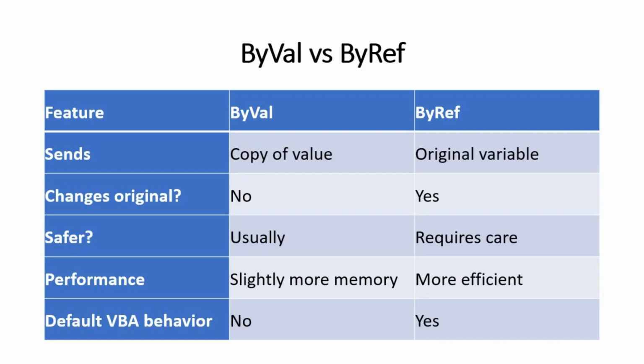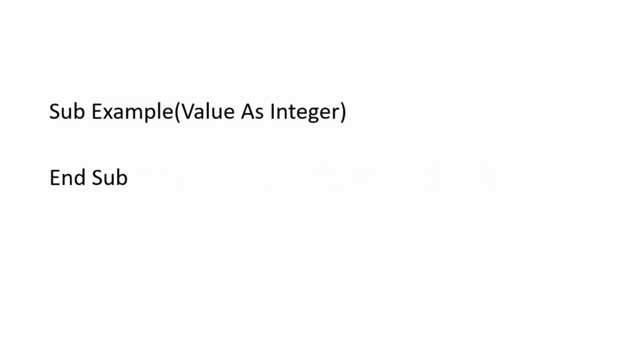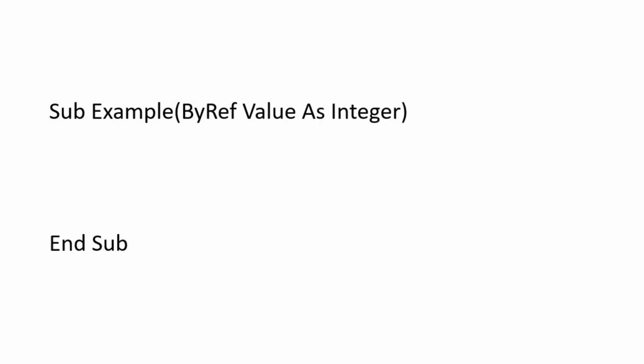When it comes to the default behavior, VBA uses ByRef instead of ByVal. And that's something that surprises many beginners. In VBA, if you don't specify anything, but write this, for instance, Sub Example(value As Integer) End Sub, VBA assumes that you meant to write Sub Example(ByRef value As Integer) End Sub. This means that VBA will use ByRef as default.